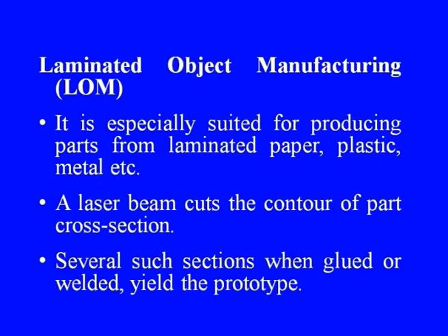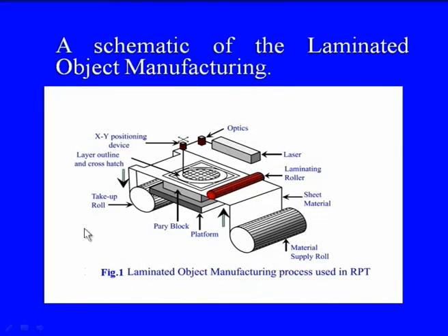Next, let us discuss another very popular technique, laminated object manufacturing, or the LOM technique. It is especially suited for producing parts from laminated paper, plastic, metals, etc. A laser beam cuts the contour of the part cross section. Several such sections, when glued or welded, yield the prototype. This is a schematic displayed on the screen of this laminated object manufacturing process.